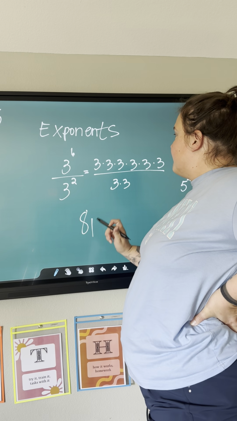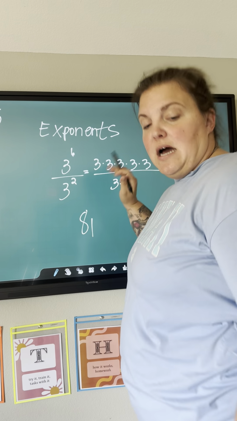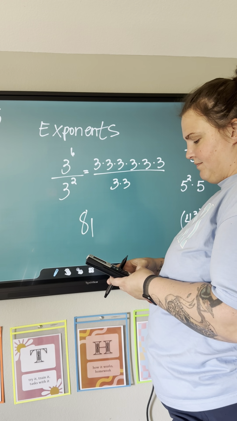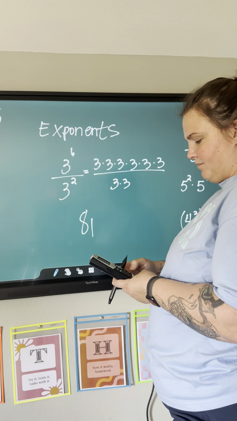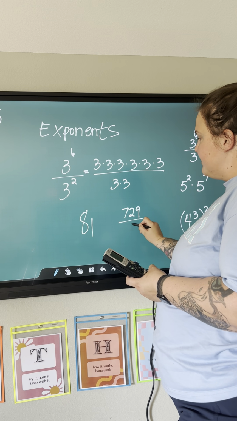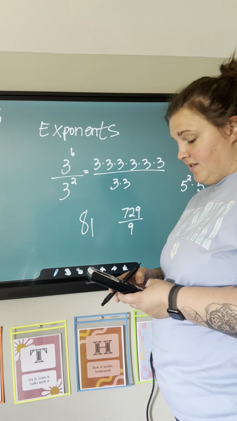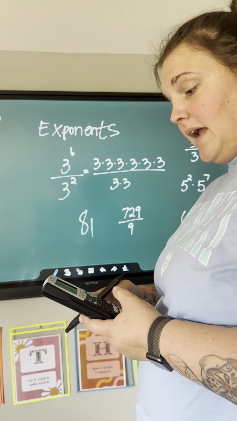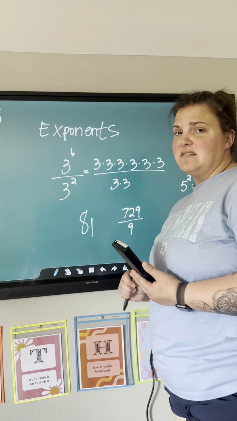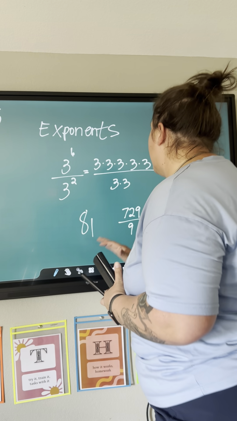Well, let me show you. Let's break this down, okay? 3 times 3 times 3 times 3, 3 to the 6th is 729. 3 times 3 is 9, okay? So 729 divided by 9 is 81. Cool, we like that. These are the same thing. I don't want to do all this. Is there a simpler way? Yes!